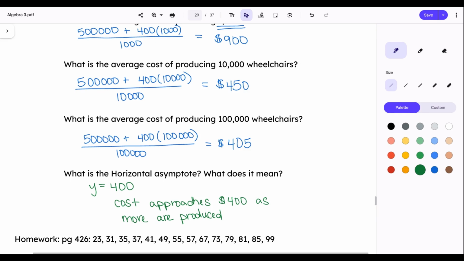So even if you put in 1 million, you're going to get really close to 400. It may not come out to be exactly 400, but it's going to get really, really close to it. So you're going to get like 400 point, maybe a bunch of zeros or something like that. Okay. All right. That is it for notes.